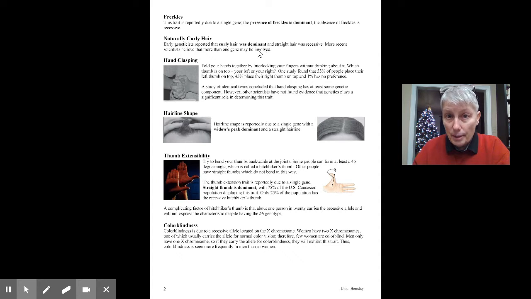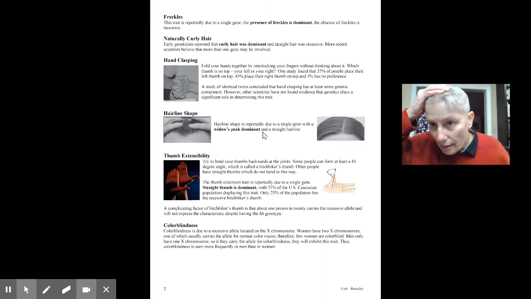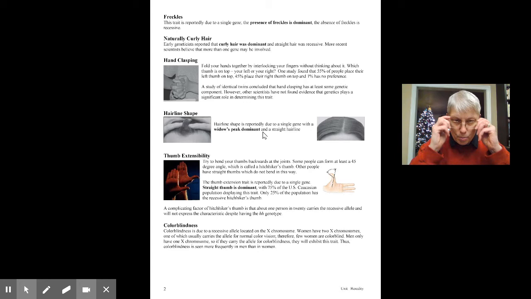Naturally curly hair is dominant. So I have obviously very recessive hair because it's straight, but my daughter has really curly hair. So she has that dominant gene. Hand clasping is interesting because it's how you lock your fingers together without thinking about it. And so that gives you an idea, and this explains that a little bit. And then the hairline, whether or not you have widow's peak or if it's straight. And what they mean by widow's peak, if you look at mine, I have a little bit of a widow's peak there. It comes down right down there a little bit. I don't go straight across. So some of you may have a widow's peak and some of you may not. You just have to kind of check.